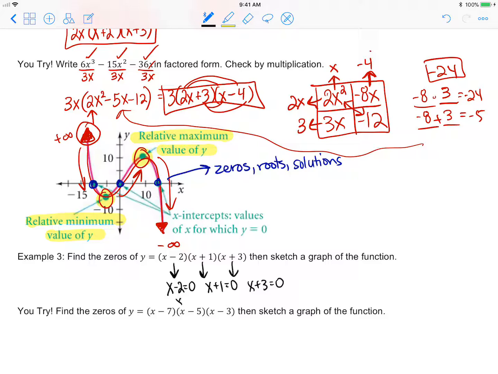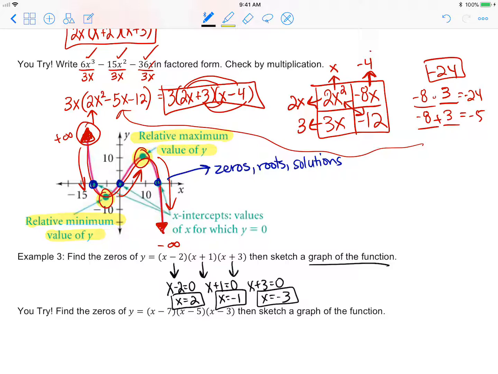Which means that we have a 0 at 2, we have a 0 at -1, and we have a 0 at -3. And we're not going to sketch the graph for the purpose of these notes today. You are good to go knowing that you have x-intercepts at 2, -1, and -3.